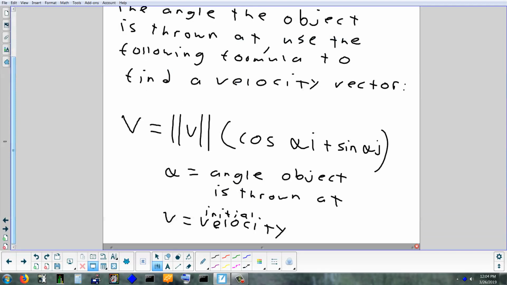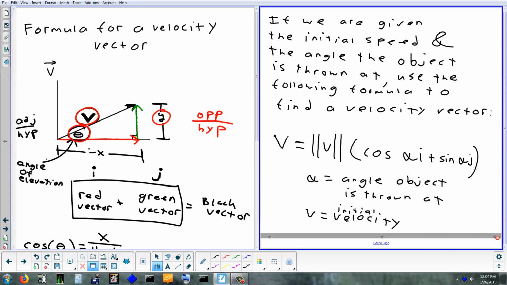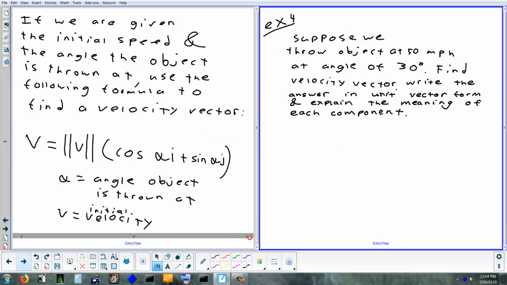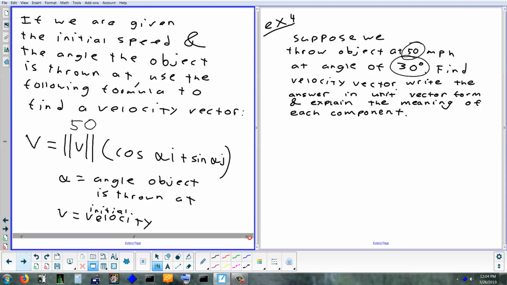Okay, so I'm not going to go through an actual problem, just show you in this one. These are the only important numbers. The object is being thrown at 50 miles an hour. You would put 50 right there. It's being thrown at an angle of 30. You would fill in 30 and 30. And now just use your calculator to do it out. 50 times cosine 30, 50 times sine 30. And that's it. We'll go over one when we do the homework tomorrow.